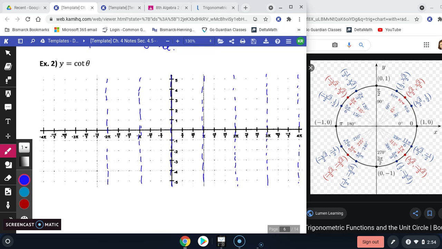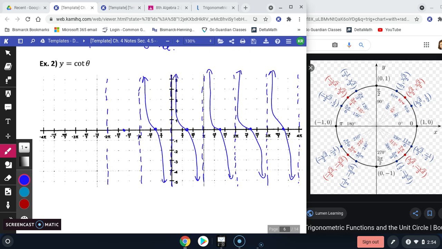Then your cotangent is going to cross in the middle of those asymptotes. So right in the middle, every time it's going to cross the x-axis. And instead of being an increasing function, when you plot points for cotangent, it's a decreasing function. So it starts high, comes in, ends low. Okay, so here's your sketch for cotangent. All right, and that's your cotangent.